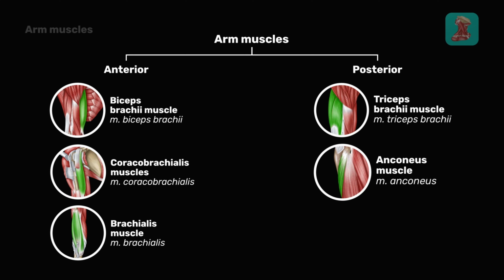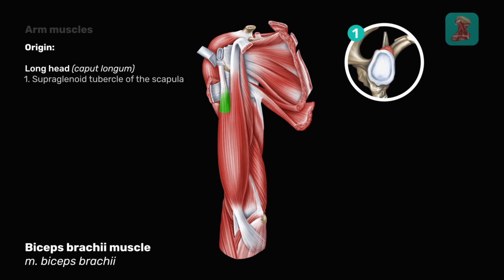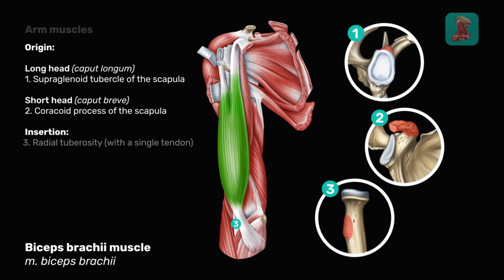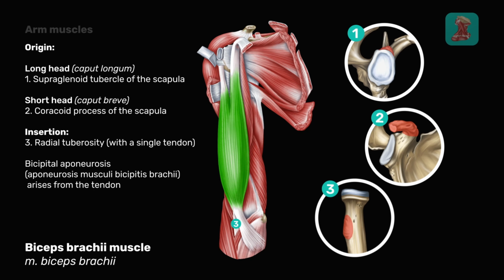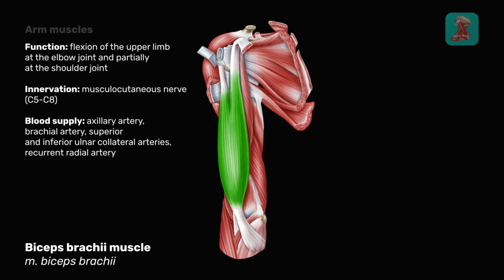Let's examine each muscle in greater detail. The biceps brachii muscle. Origin. The long head arises from the supraglenoid tubercle of the scapula, and the short head arises from the coracoid process of the scapula. The muscle inserts into the radial tuberosity with a single tendon. The bicipital aponeurosis arises from the tendon. Function: flexion of the upper limb at the elbow joint and partially at the shoulder joint. The following structures innervate the muscle and supply it with blood.